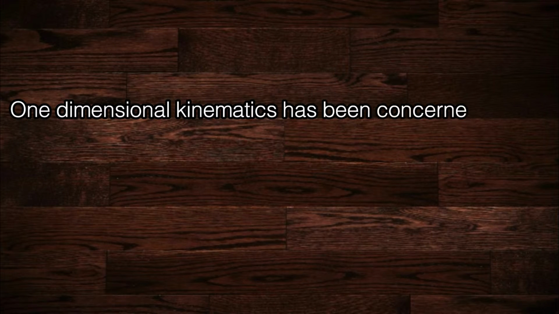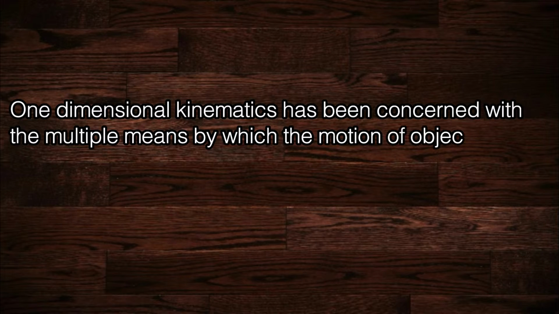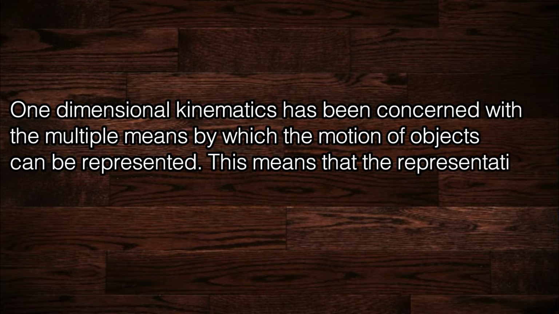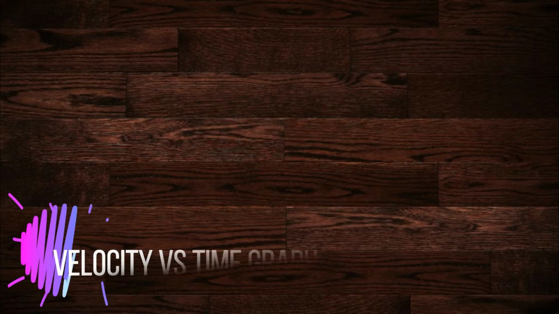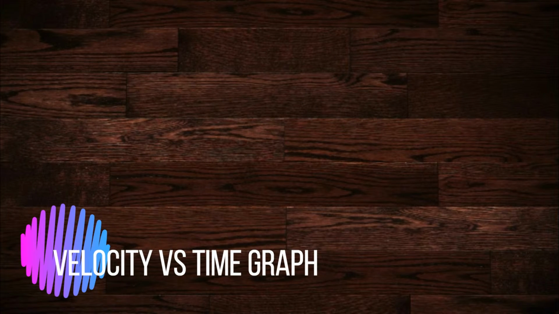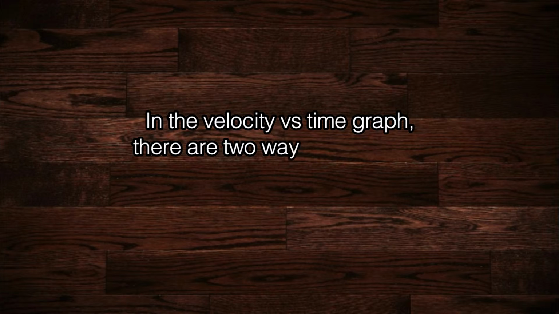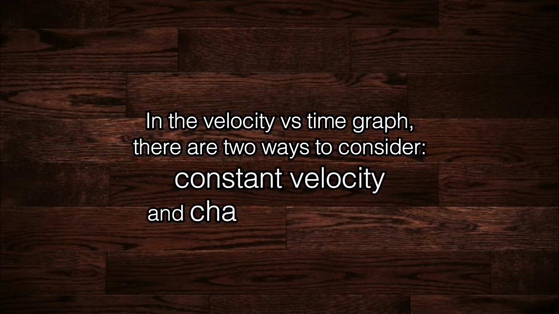One-dimensional kinematics has been concerned with the multiple means by which the motion of objects can be represented. This means that their representations could be the use of diagrams, equations, words, and also graphs. The first graph I'll explain is the velocity versus time graph. In the velocity versus time graph, there are two ways to consider. First, constant velocity, and second, changing velocity.